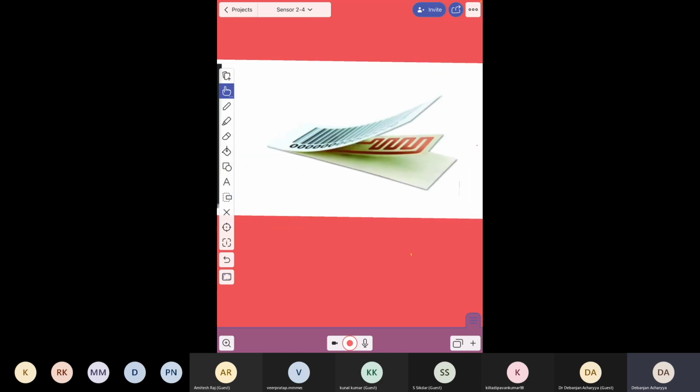Now this is the particular diagram of an RFID tag. You can see it is a closed system. So this is the antenna, and this antenna is actually encapsulated in between these two parts. Okay, and this is a very low-cost system because this is a simple metal patterning, nothing else.